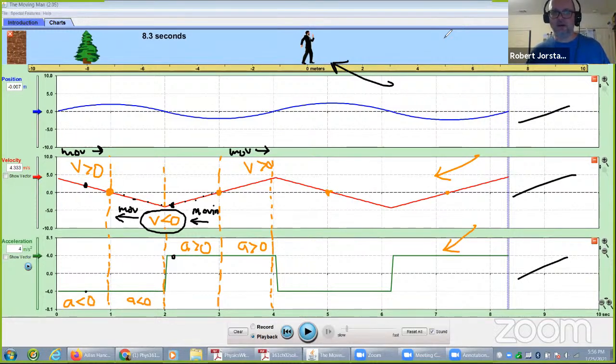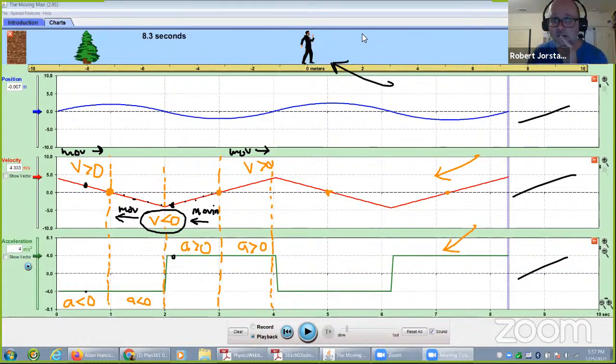All right. I'm going to pause for a second. Any questions on this? It's a pretty complicated one. I'm going to redo it with a simpler one.